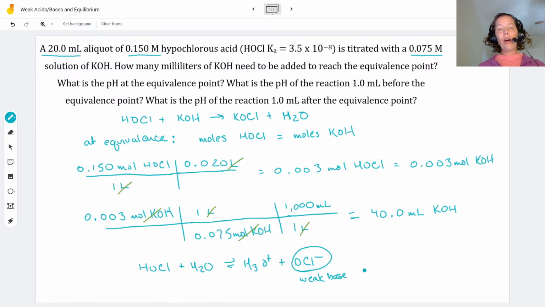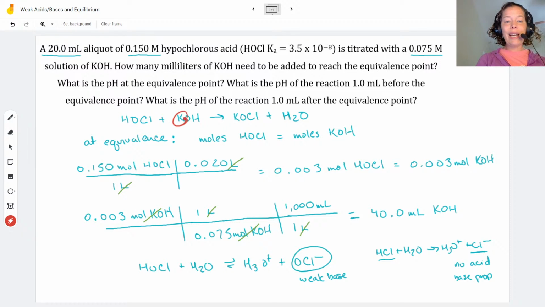All right. Now, just to compare this, if you look at a strong acid, granted, it's not in equilibrium anyway, but the conjugate base of hydrochloric acid has no acid-base properties. So it is not a weak base in solution. It's just part of a salt. You can think of it as a spectator ion. It's just going to hang out, kind of like in this case, our potassium here.